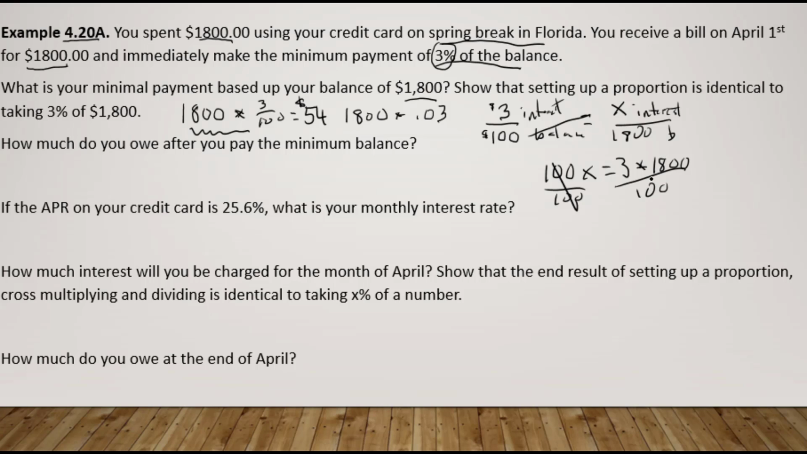Same thing here, 18 divided by 100. 1,800 divided by 100 is 18. 18 times 3 is 54. So your minimum payment would be $54.